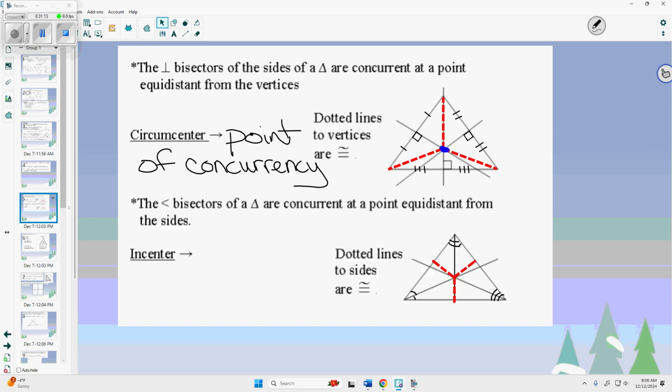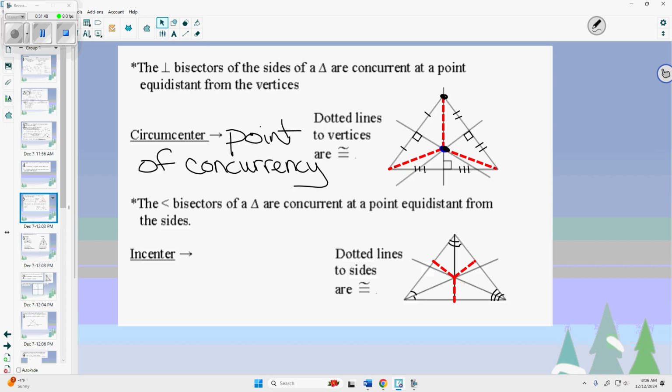So if I used that circumcenter as the center of a circle, and I used that equal distance to the corners as my radius, would my circle be drawn inside the triangle or outside the triangle? Outside, absolutely. So if you put your compass there and opened up from the circumcenter to the vertex and started turning, your circle would end up outside. All the corners would touch the circle, but the circle would be outside the triangle.